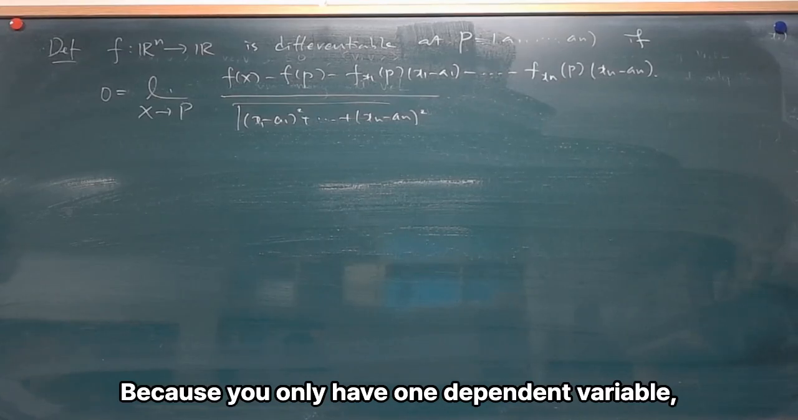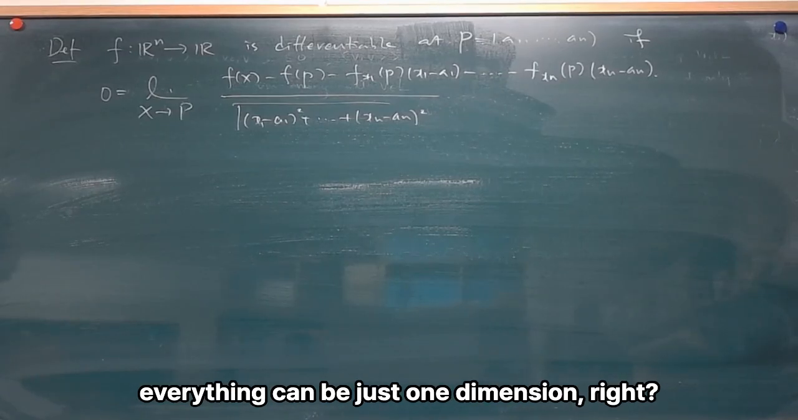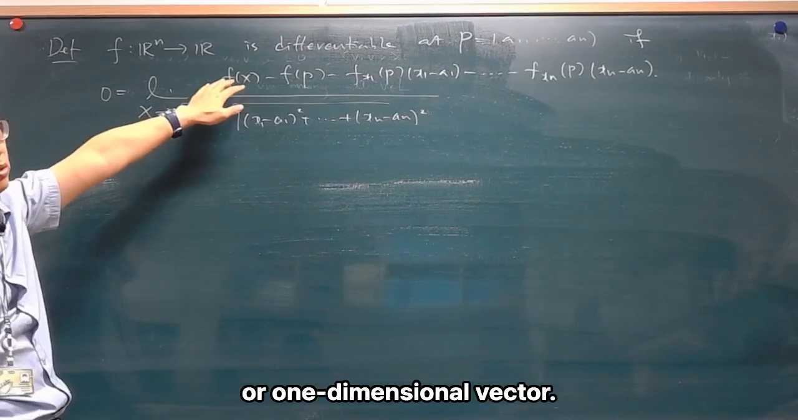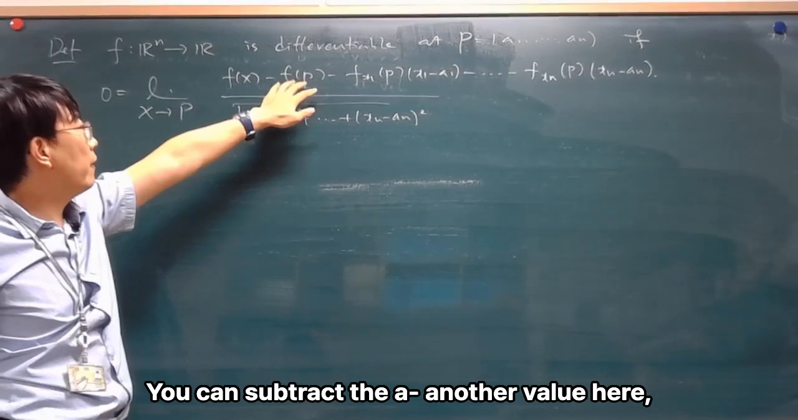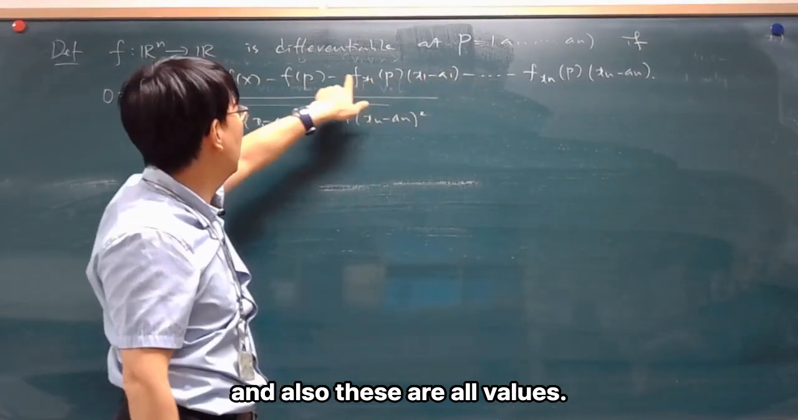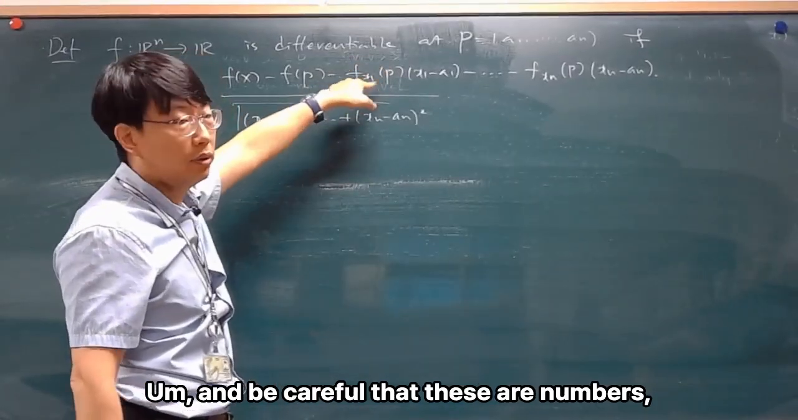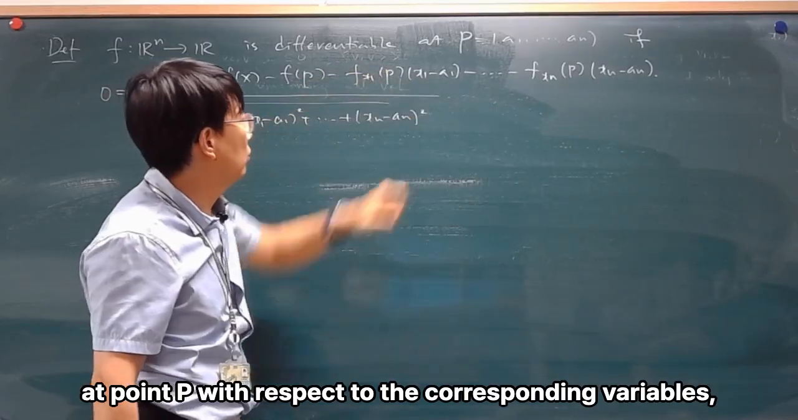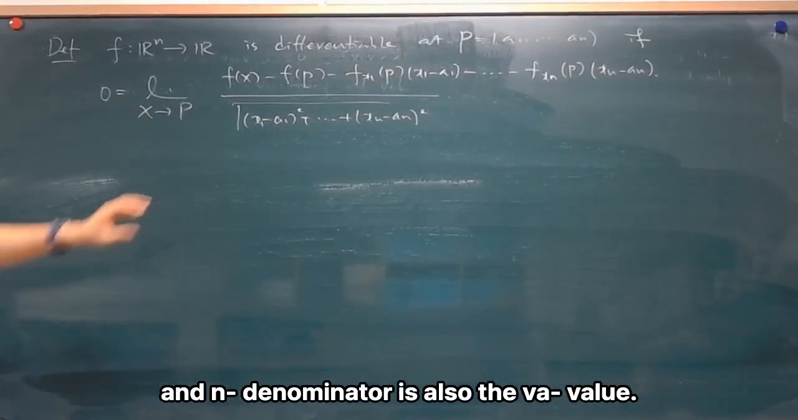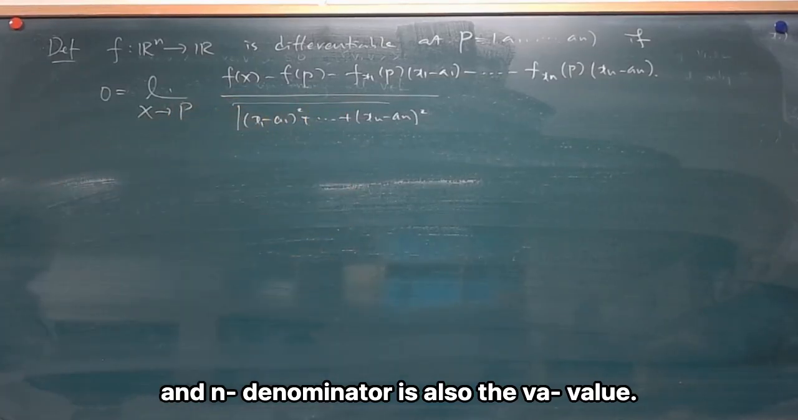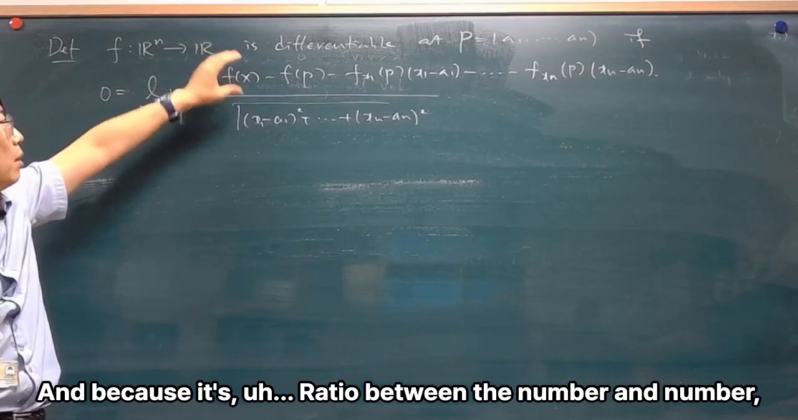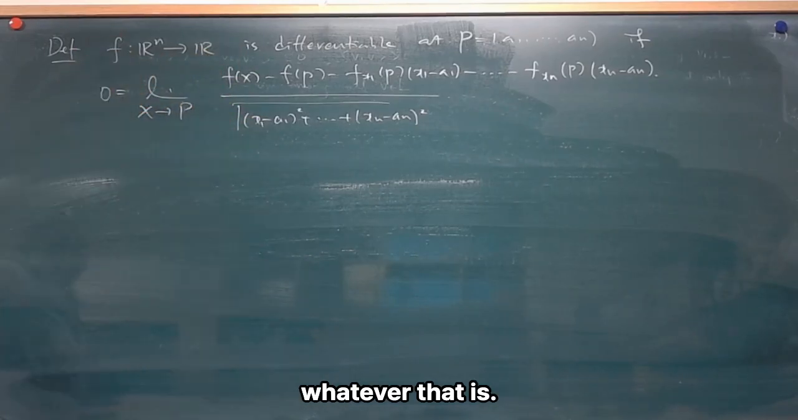Because you only have one dependent variable, everything can be just one dimension, right? So your function value is a real number. You can call it a one-dimensional point or one-dimensional vector. You can subtract another value here, and be careful that these are numbers, not formulas. They just indicate the partial derivative at point P with respect to the corresponding variables, and the denominator is also a value, the same as in the original definition. Because it's a ratio between a number and a number, whatever that is, when you take the limit, it must be a number.